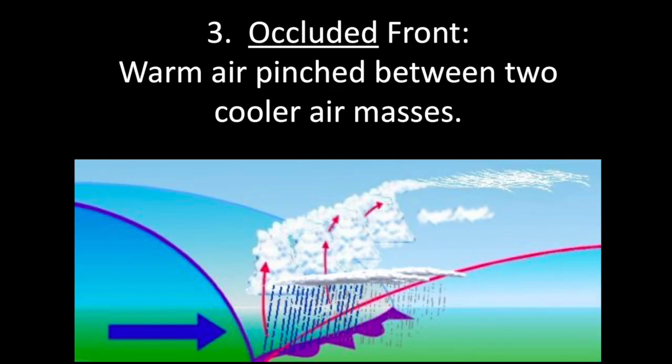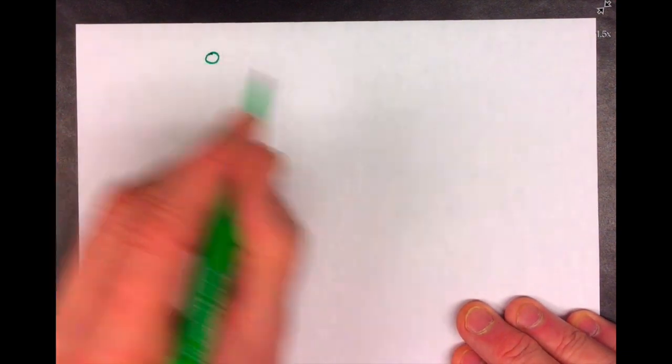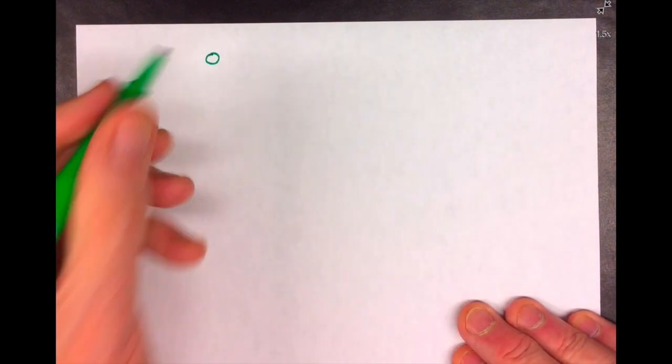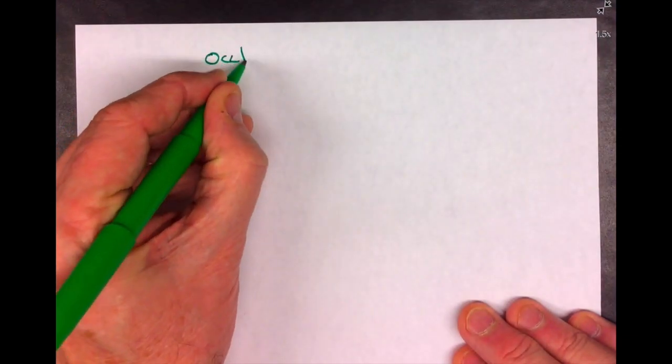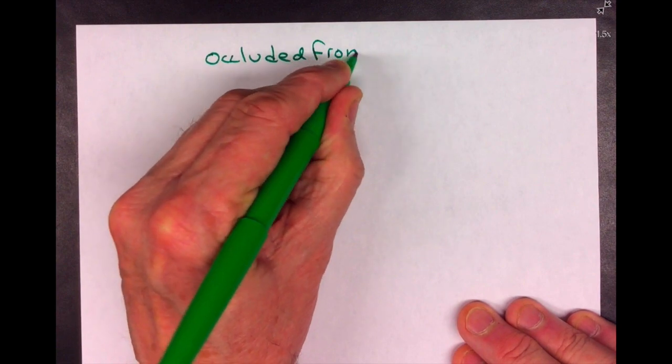Now the third type of front is called an occluded front. This is warm air pinched between two colder air masses. And so have your pencil ready. I'm going to draw a picture here and describe it. This kind of front here is a little bit tricky. I know you've heard the words warm and cold. Those are easy words to remember. This one is occluded. What occluded means is to be caught in between two things. An occluded front. And that's what happens.